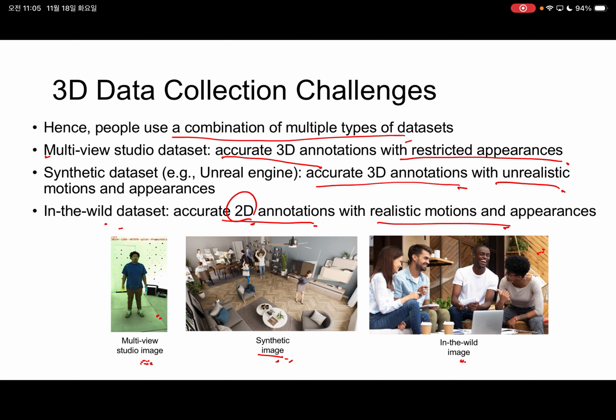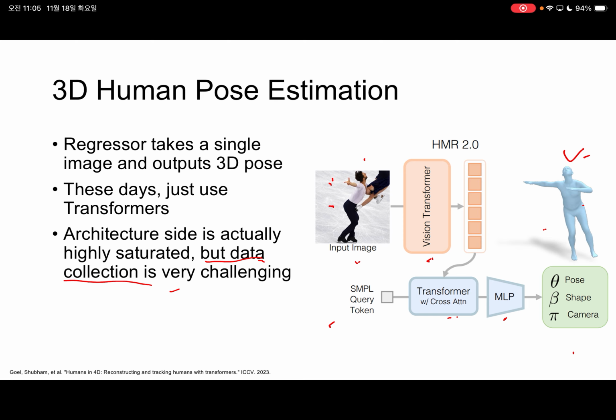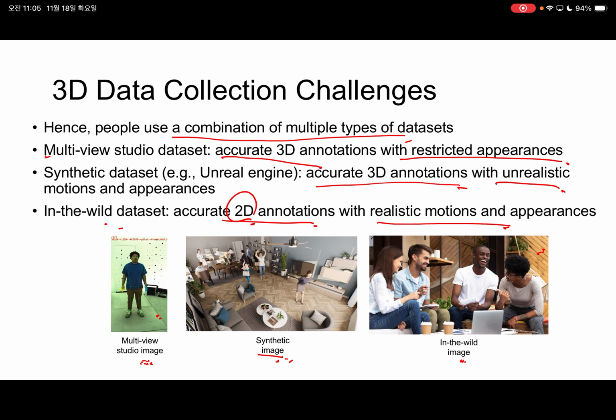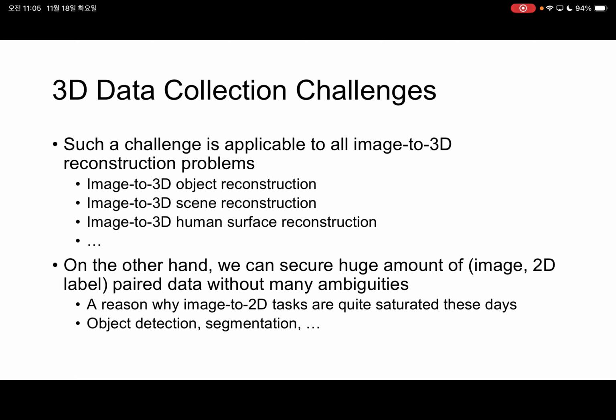They construct a huge data set consisting of multiple studio images, synthetic images, and in-the-wild images. They use all of these data set types to train this image to 3D reconstruction neural network. As I said, such challenge is applicable to all image to 3D reconstruction problems. I introduced only 3D human pose estimation, but this challenge is applicable to any image to 3D reconstruction problems. Image to 3D object reconstruction, image to 3D scene reconstruction, image to 3D human surface reconstruction.